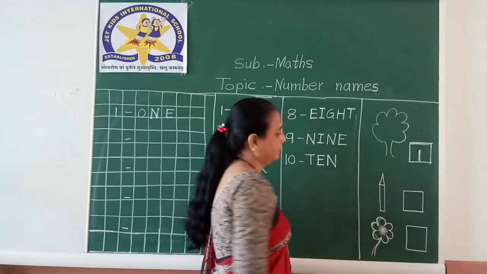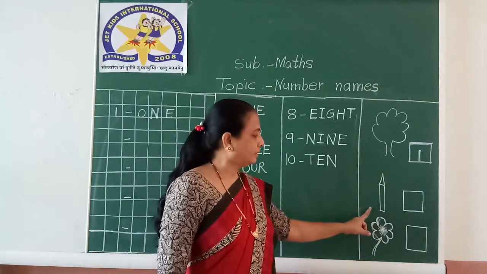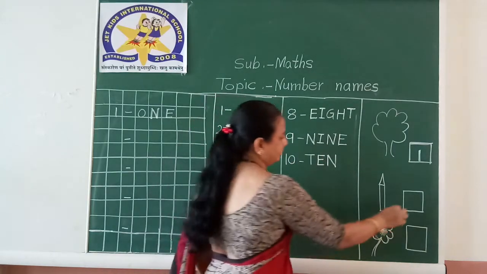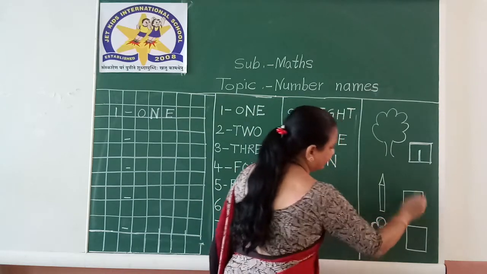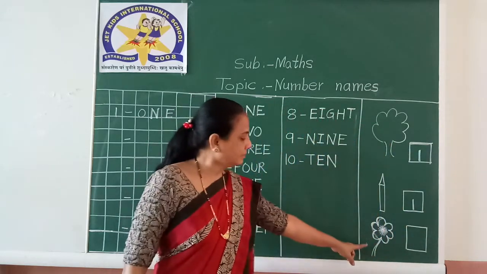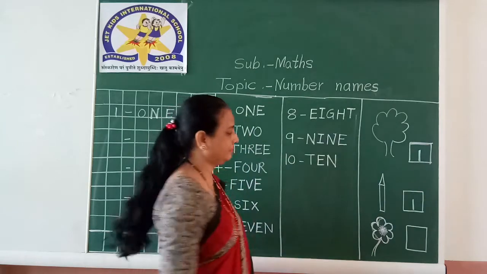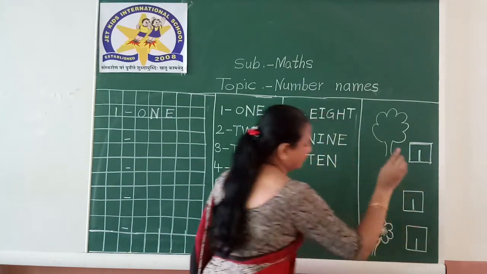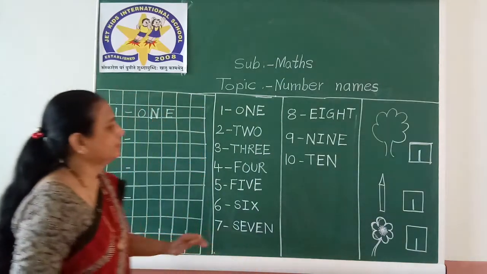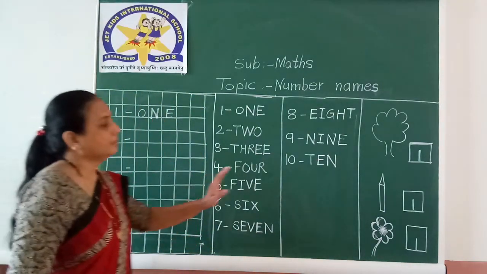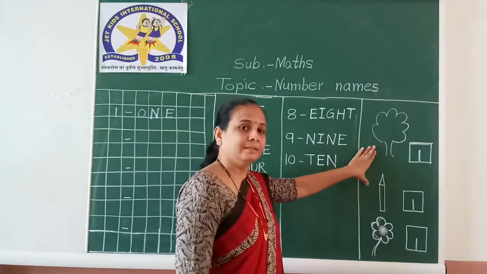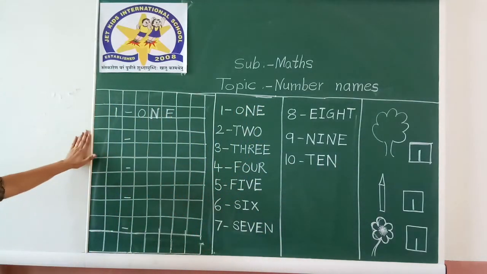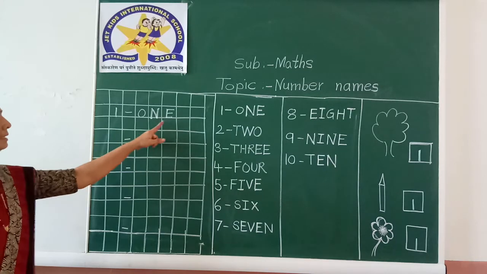One. Now tell me, here is only one pencil. And here is only one flower. So like this. Ma'am taught you counting. Yes. So let's do practice for number names O and E.